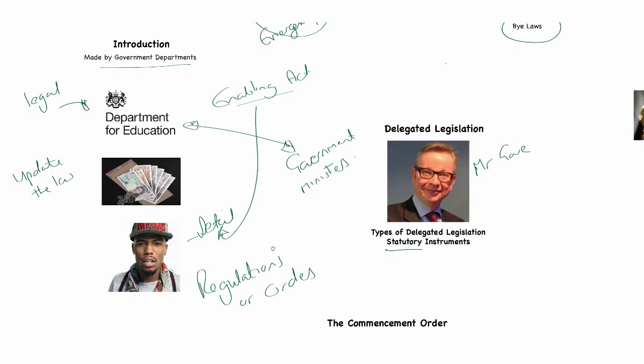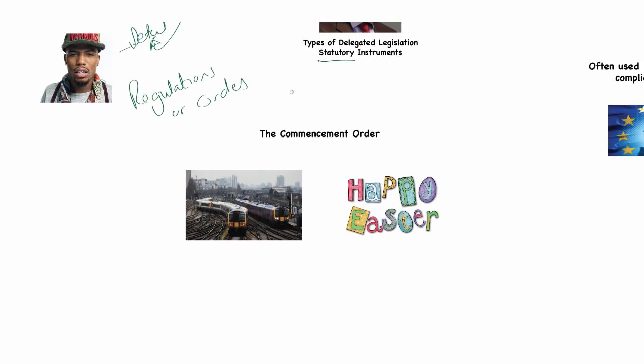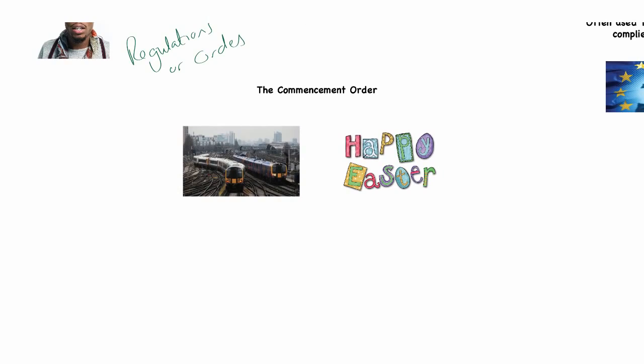Now I want to talk about one specific type of statutory instrument, and that's the commencement order. Statutory instruments are often made in terms of a commencement order. And if you watch the series of videos that I've done about legislation and being able to read legislation, I will talk about commencement orders in reference to the Railways Act. So have a look at that and see how those two things link in. But a commencement order specifies when an act comes into force.